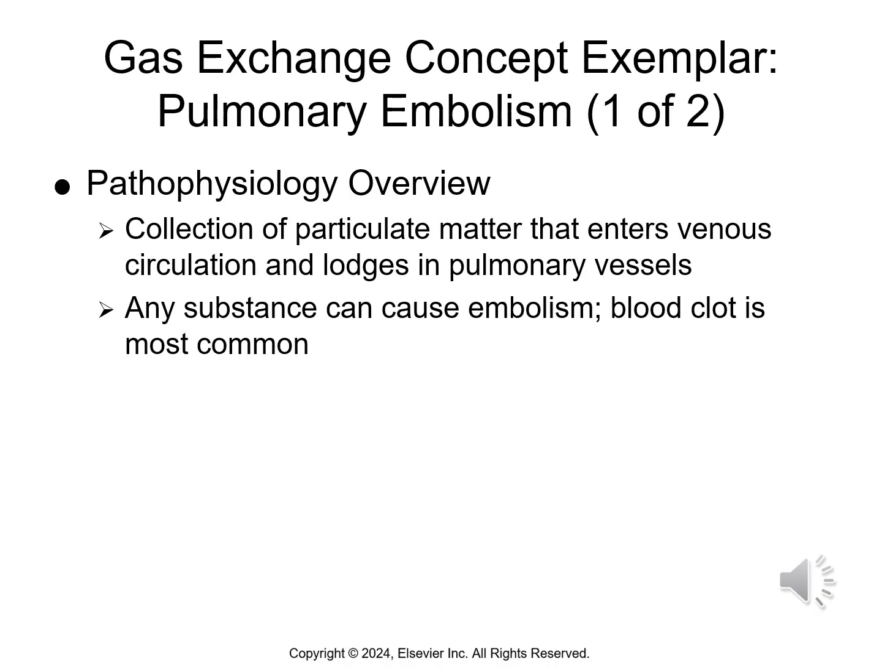When most people think of a pulmonary embolism, they think of a blood clot. But the interesting part is that the pathophysiology shows that it's a collection of particulate matter that enters the venous circulation and lodges in a pulmonary vessel. And this can be any substance that could cause this emboli. It could be a blood clot, which is the most common, but it could also be a little bit of fat that is covered with cells. It could be a foreign body that blocks some of our gas exchange.